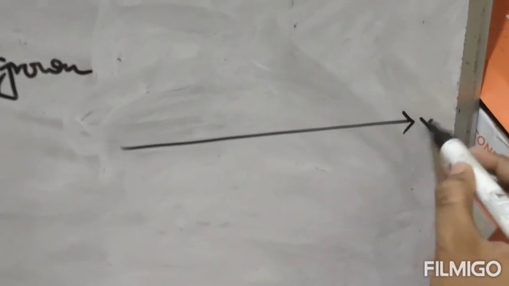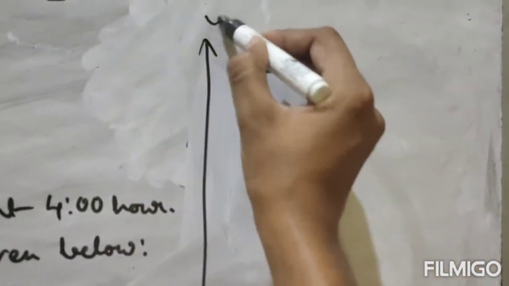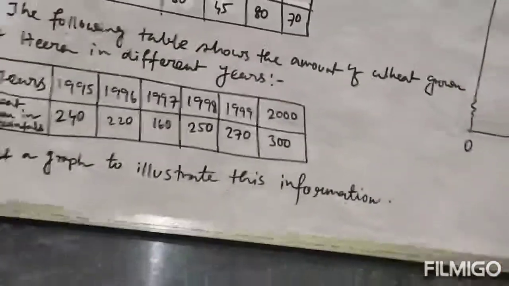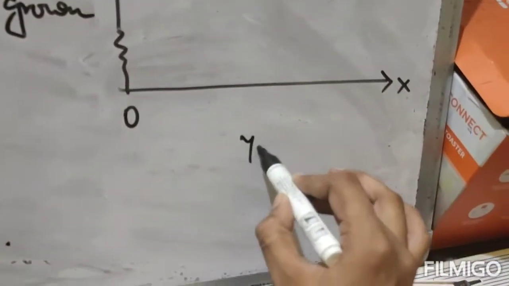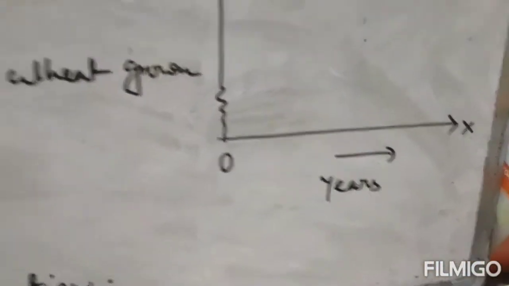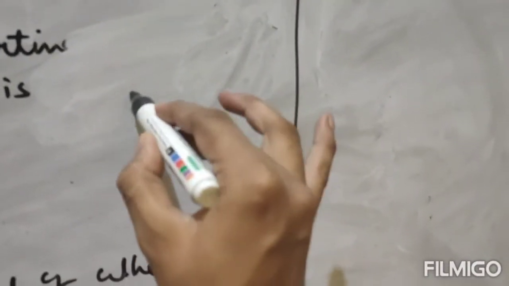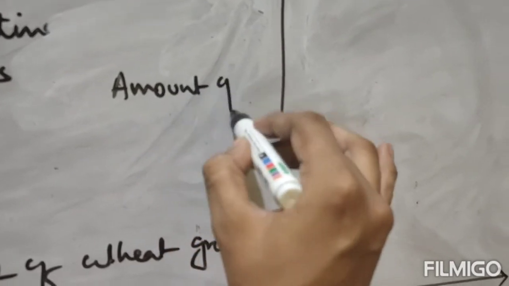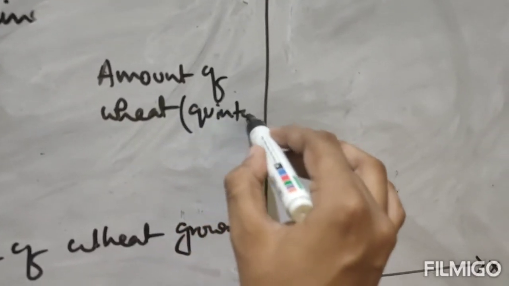So plot x and y axis first. First draw the x axis and then draw the y axis. This is the origin. The components are years and production of wheat. So we will plot years along the x axis, and the amount of wheat will be along the y axis. The amount of wheat is given in quintals.